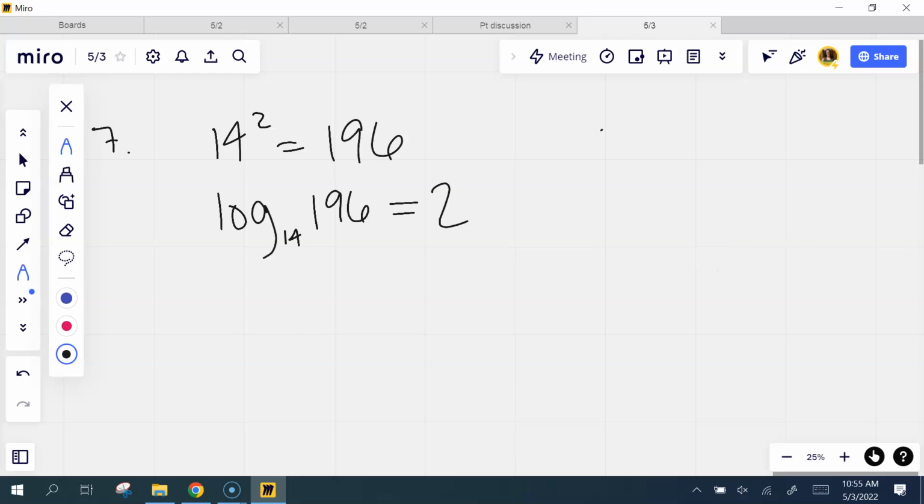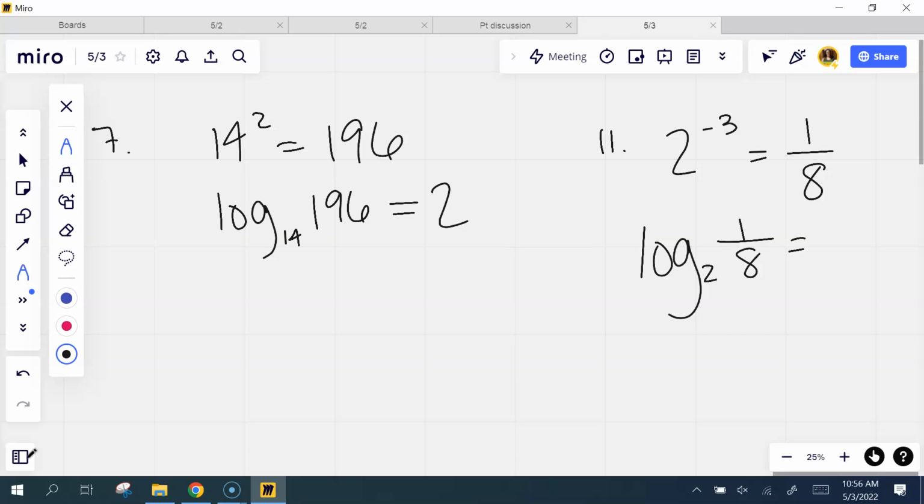How about, let's get down to number 11. 2 to the negative 3 equals 1 over 8. What's that look like? Log base 2 of 1/8 equals negative 3. Negative makes it flip, yeah.